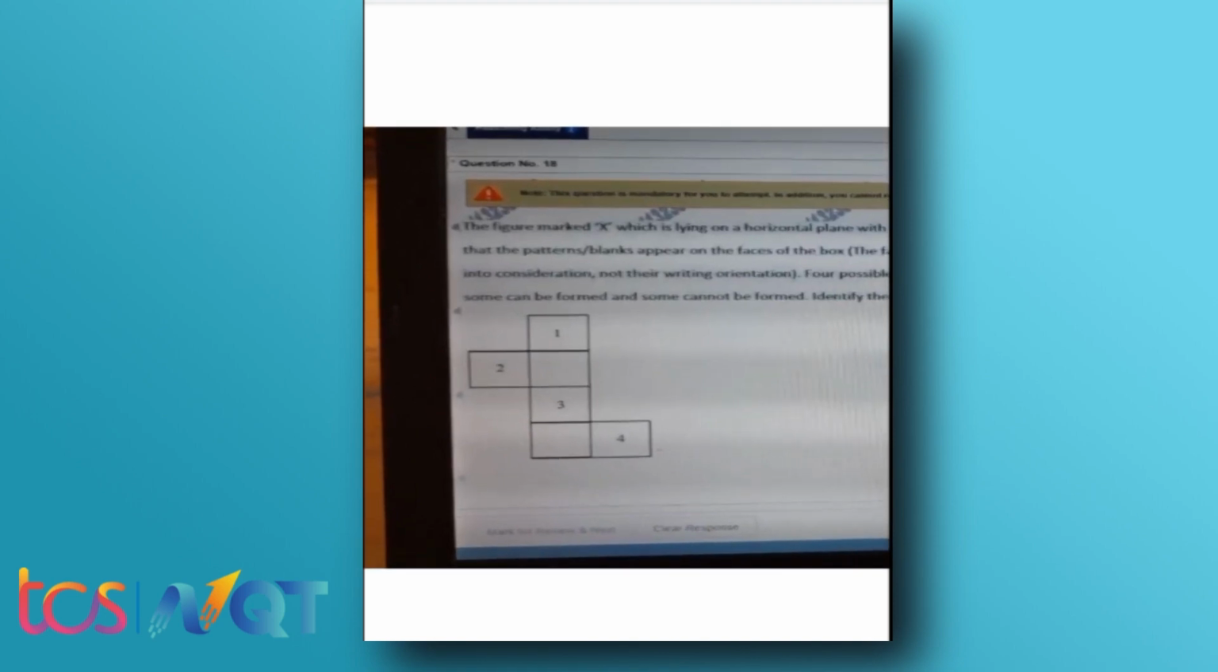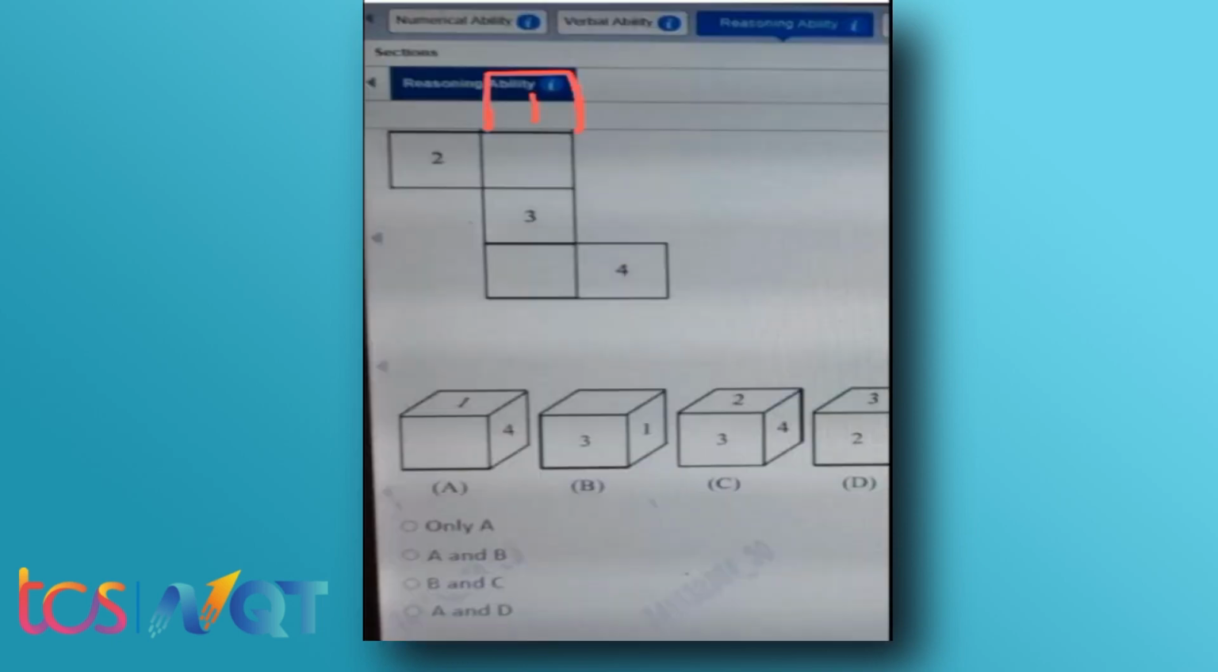So the next problem is this. The task is the same: you have to pick what foldings can be possible. Let's go to the solution. You can see that 1 is opposite to 3 and 2 is opposite to 4, as they are the third element to each other, and the blank is opposite to the blank. Let's go to the solution part. So 1 is opposite to 3, and 2 is opposite to 4.